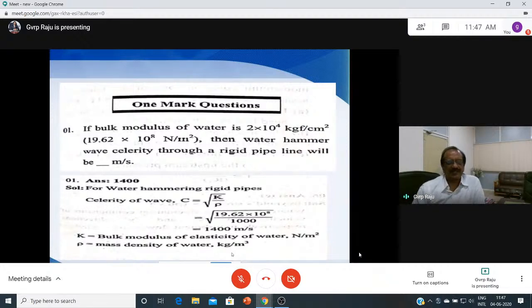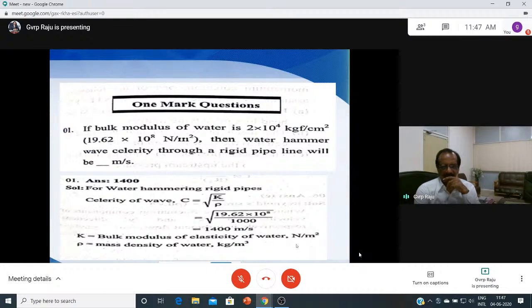Another question here from the GATE examination; these are all problems given in GATE. The bulk modulus of water is 2 into 10 power 4 kg force per square centimeter. In other words, it is also equal to 19.62 into 10 power 8 Newton per meter square. Then the water hammer wave through a rigid pipeline, just straight away remember the equation, C is equal to square root of K per rho. This is a famous equation, where K is 19.62 into 10 power 8 Newton per meter square, and rho is 1000.